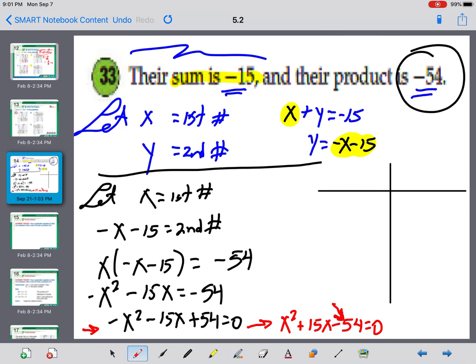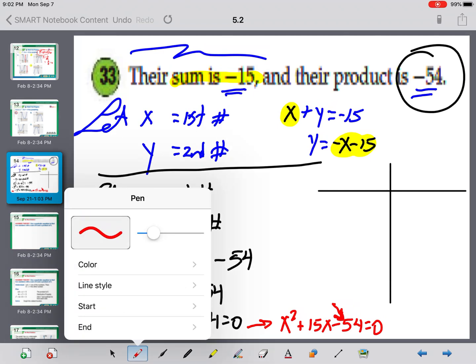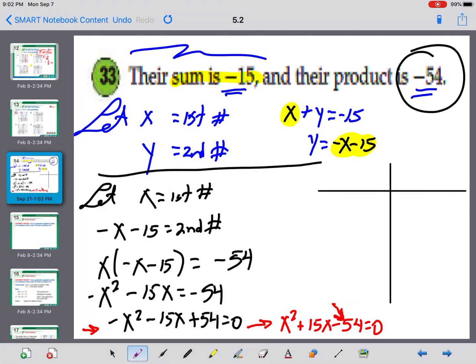So if I graph this thing, it's going to be a monster because the y-intercept's at negative 54. Negative 54 is the y-intercept. If I try to solve this by graphing, it's going to be kind of brutal, which is why I did what I did and why I would recommend to you that you think of it this way.